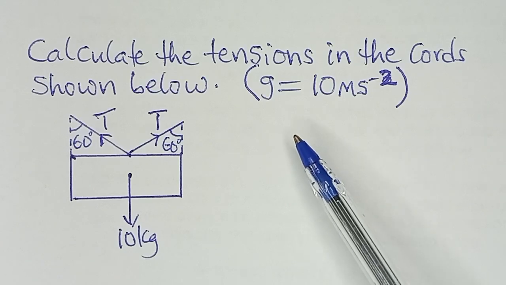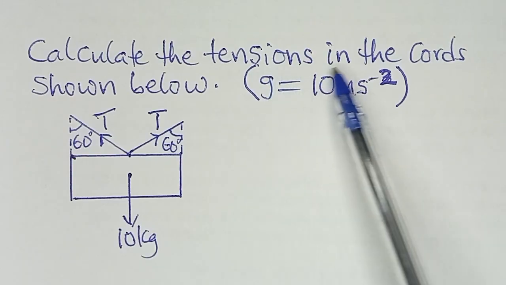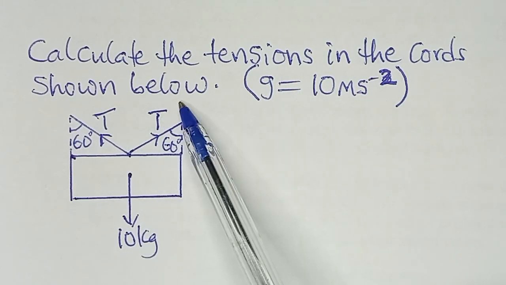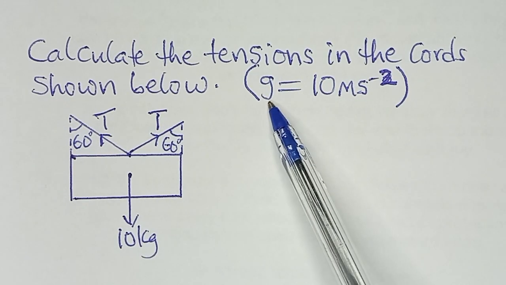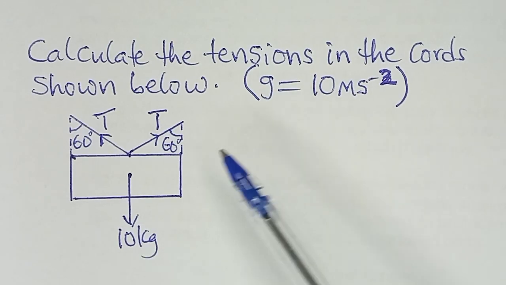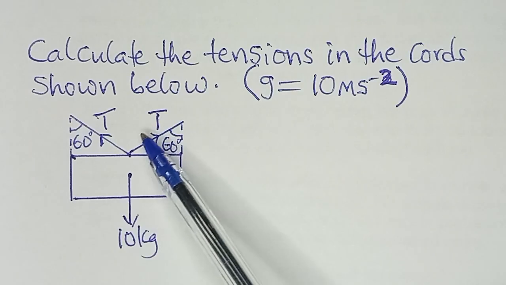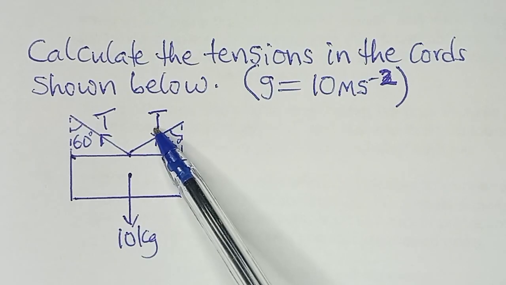Hello, you are welcome. The question here says calculate the tension in the cords shown below, and we are given acceleration due to gravity as 10 meters per second squared. Now, for us to find the tension here, don't forget tension is in Newton. Tension is a force, so it's in Newton.